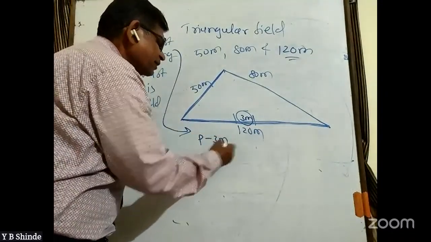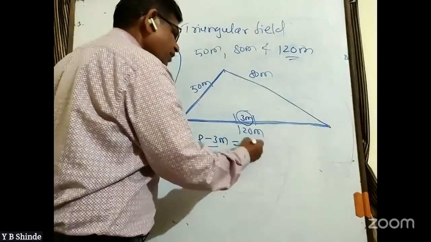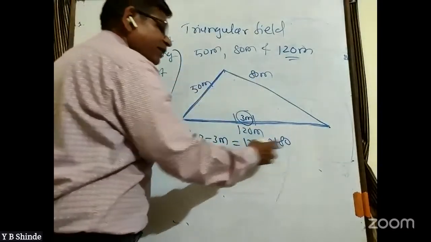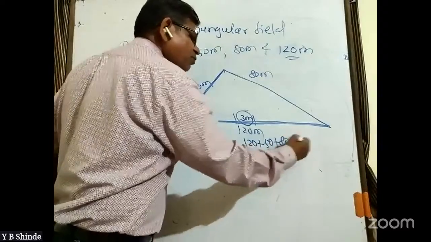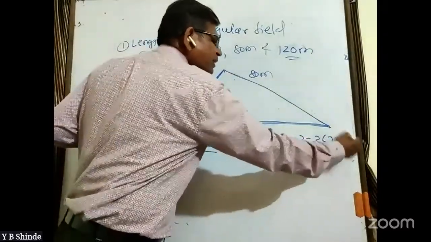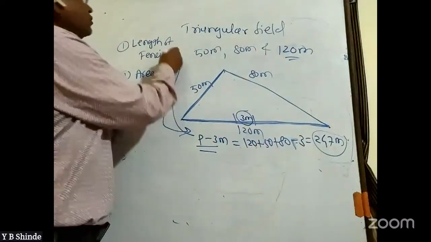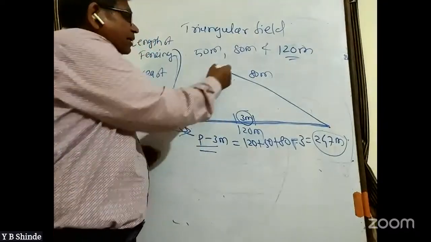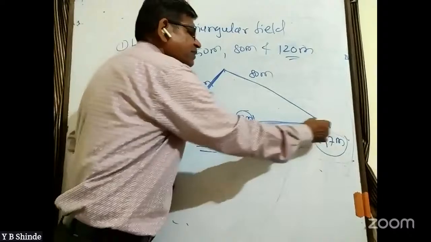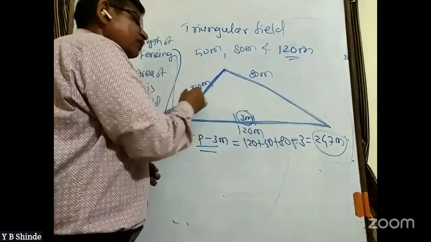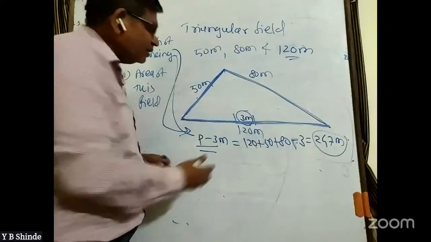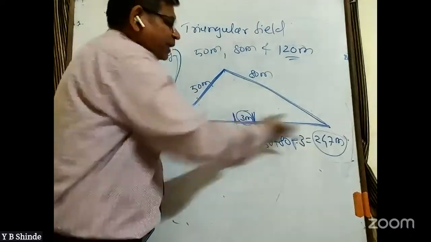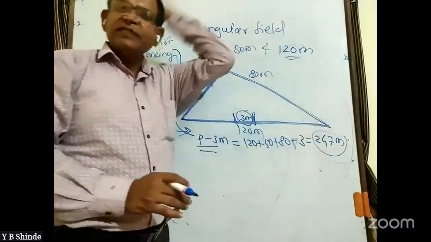Length of fencing will be perimeter minus 3 meter. What is perimeter? 120 plus 50 plus 80. 120 plus 80 is 200, plus 50 is 250. And 250 minus 3 is 247 meter, which is the length of fencing. Are you getting my points here? Again, it is asked to find the length of fencing if it is fenced with a wire. For that reason, you require the perimeter. But there is an open gate of 3 meter, so 3 meter is subtracted from the total perimeter. So 247 is the length of fencing.